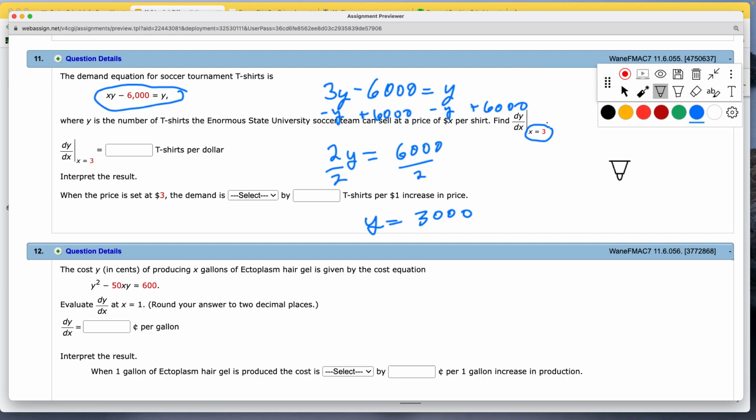So we were able to find that they're talking about the point x equals 3, y equals 3,000. Okay, we're going to need that once we get the derivative, because our derivative will have both an x and a y in there. So to find the numerical value of the slope of the derivative, we need that.